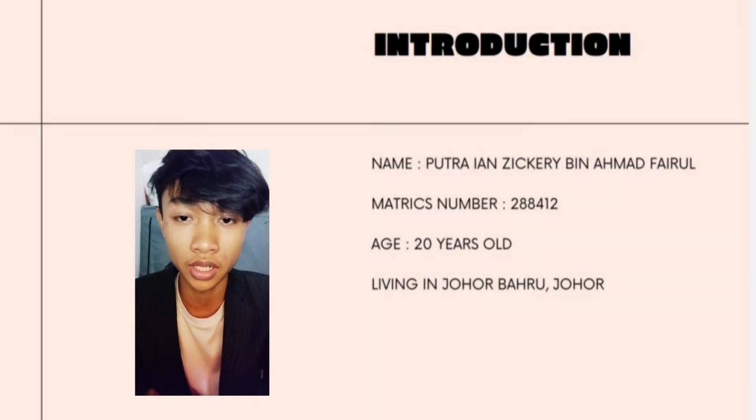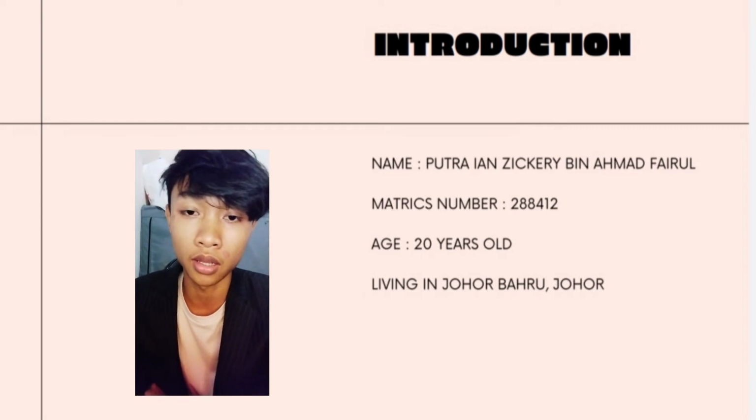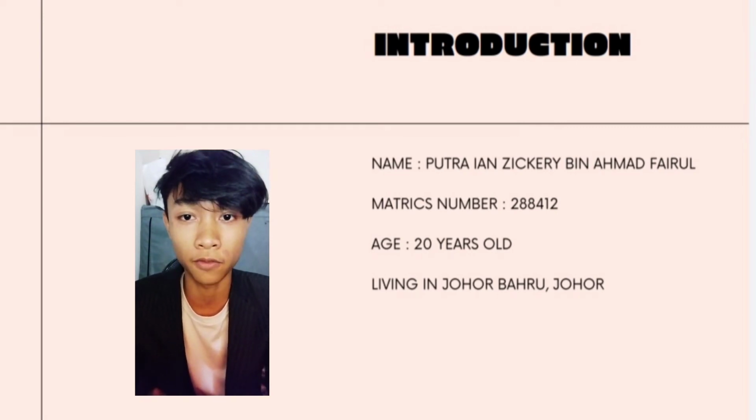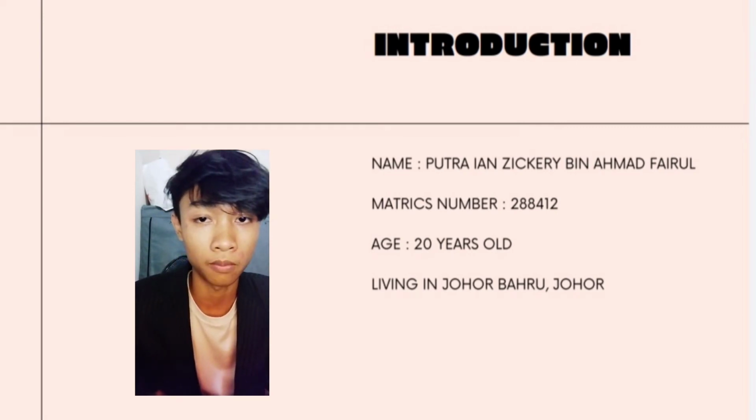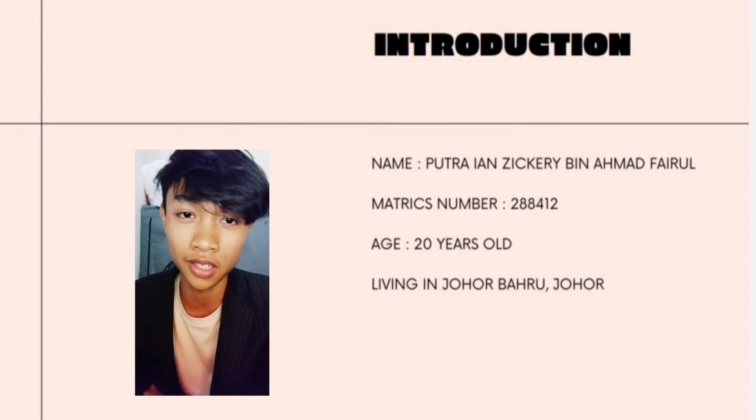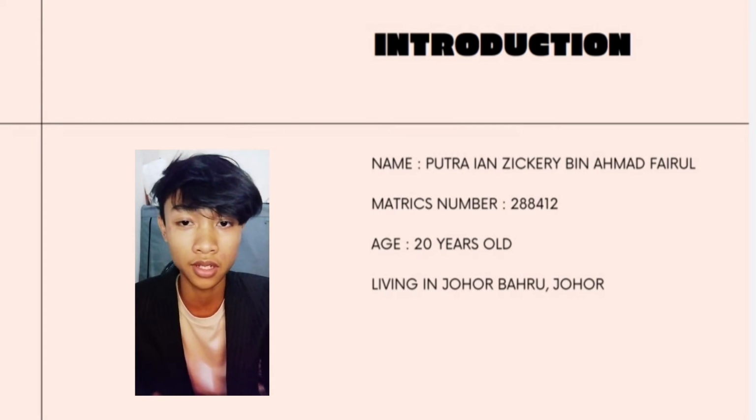Hi, my name is Putra Zickery bin Ahmad Fairul and my matrix number is 288412 and I'm now unofficially 20 years old and I'm currently living in Johor Bahru, Johor.